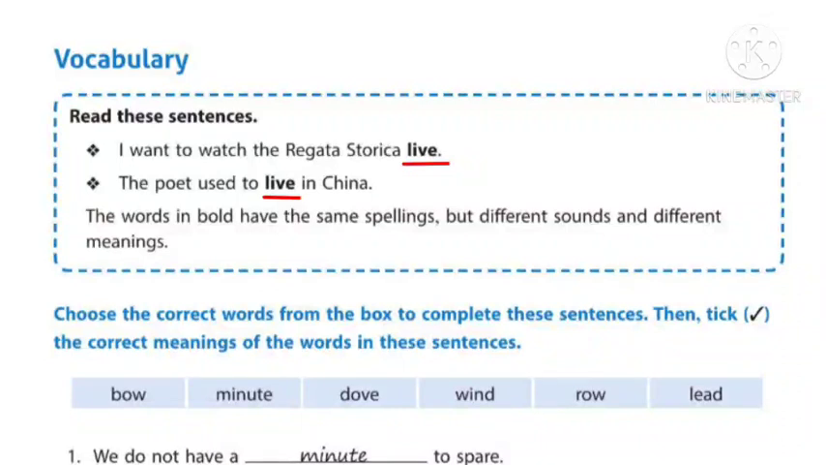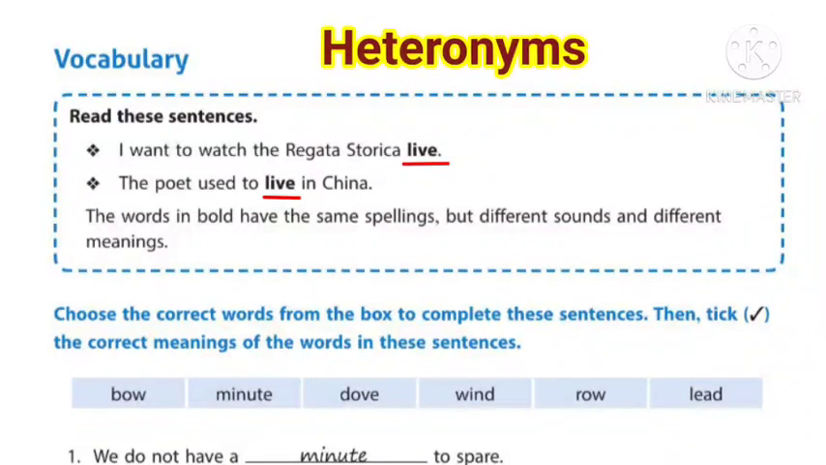L-I-V-E. So in both these sentences, there is the word L-I-V-E. Both these words have the same spelling. They are highlighted in black, bold letters. They have the same spelling, but they have different pronunciations and different meanings. Haven't you noticed it, children? So such words are called heteronyms.